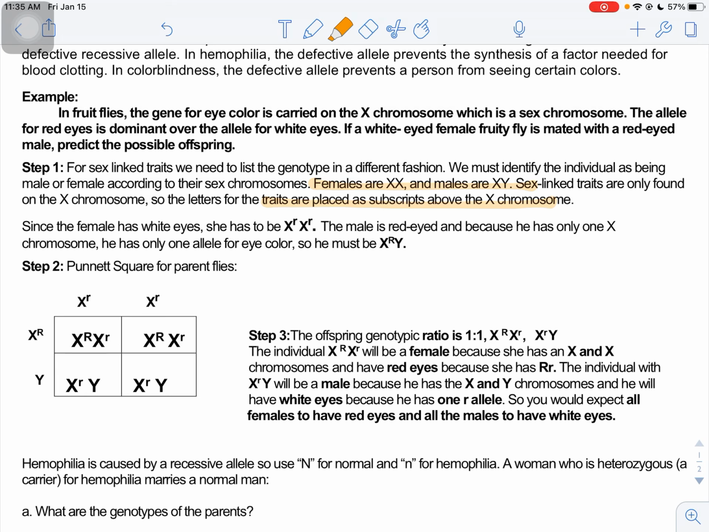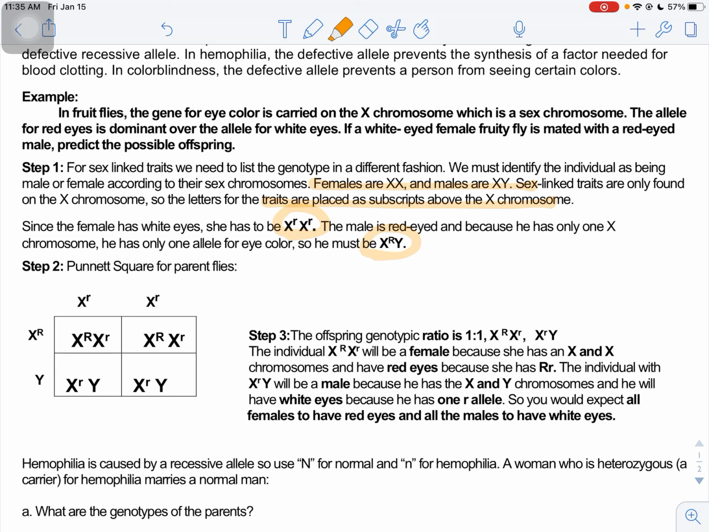Okay, so for this particular question, we're talking about a female who has white eyes. And so we see that her genotype is listed here. And the male is red-eyed because he only has the 1 X chromosome. So he does not have the recessive trait. So his genotype is listed here. Okay? So we put those in the Punnett square just like we've done before.